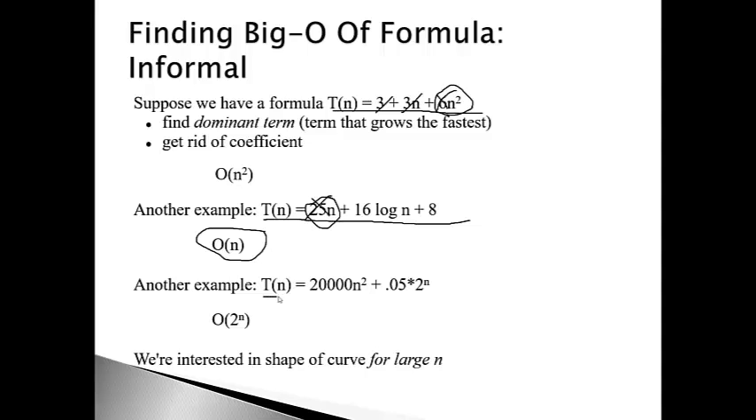Another example, if we have this equation, the dominant term here, what's going to grow fastest, is this 2 to the n term. This is going to grow faster than n squared. Even though we have a very large coefficient here, this 2 to the n is going to be our dominant term. It's going to grow the fastest. We drop the coefficient and we end up with order 2 to the n time for this algorithm. So what we're really interested in is the shape of the curve for large n in big O notation.